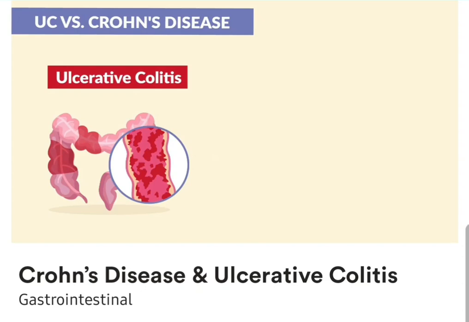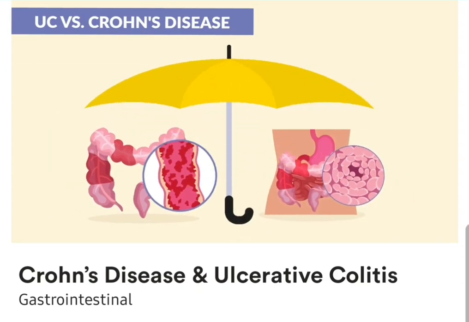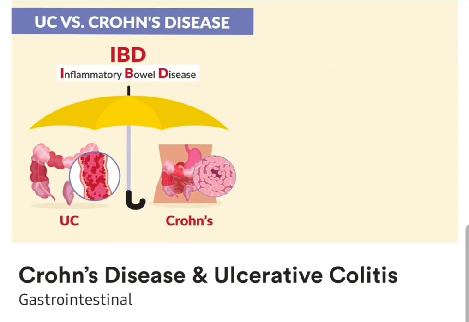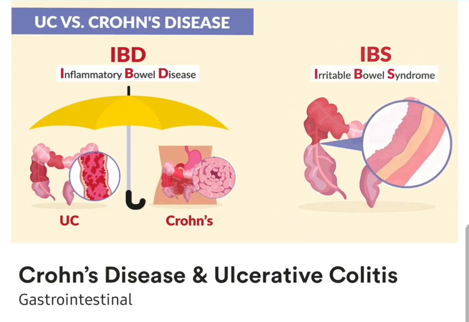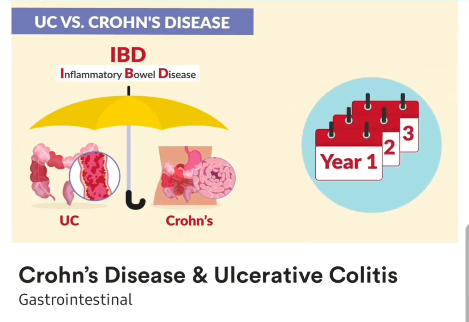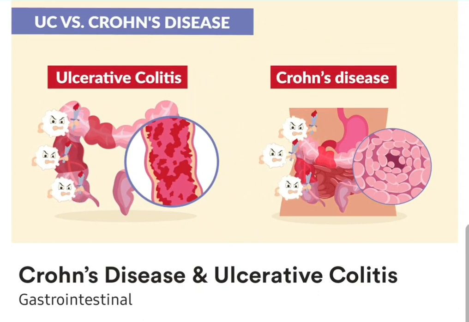Now for ulcerative colitis and Crohn's disease. These two are under the big umbrella of IBD, inflammatory bowel disease, not to be confused with IBS, irritable bowel syndrome. IBD is characterized by chronic inflammation of the GI tract. Now, both UC, ulcerative colitis, and Crohn's disease are autoimmune diseases where the body attacks itself.